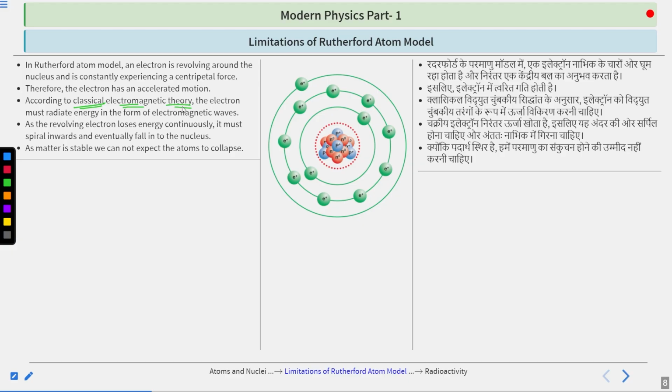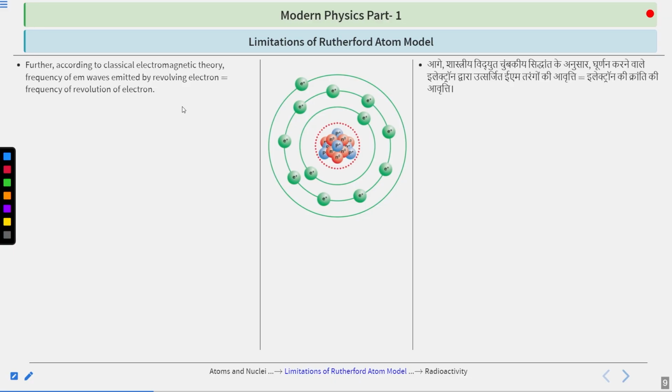On the one hand, Rutherford said that the electrons revolve around the nucleus like the planets revolve around the sun, but while revolving, electromagnetic waves must be radiated by the electrons, and if that is happening, the electrons will lose energy during revolution. And when they are out of energy, they simply go and collapse into the nucleus. But that is not happening actually. So that's why the model failed.